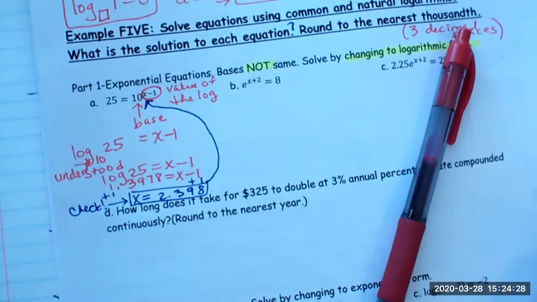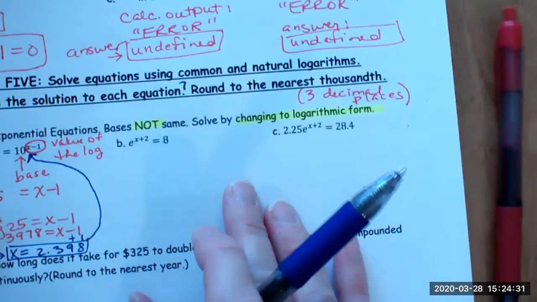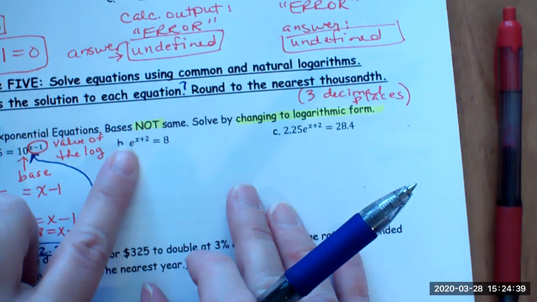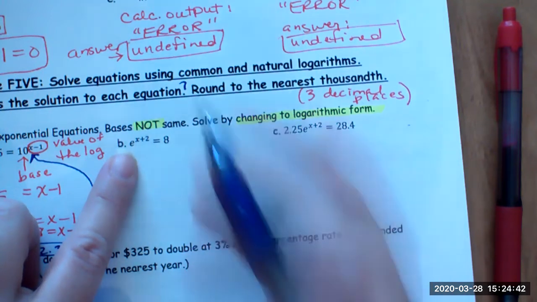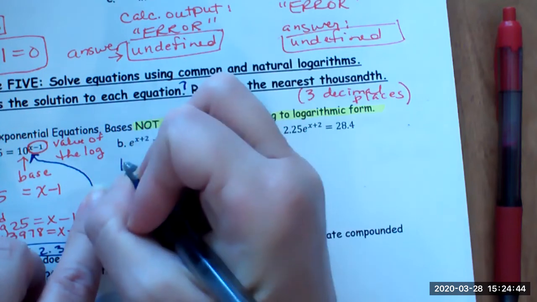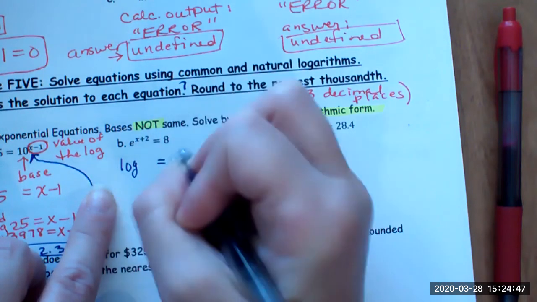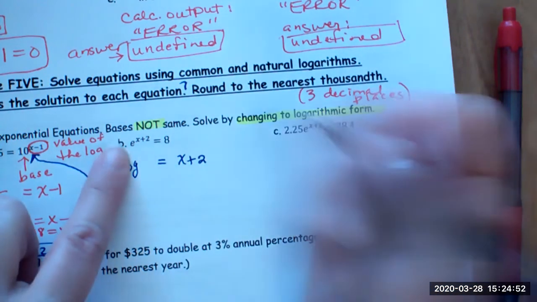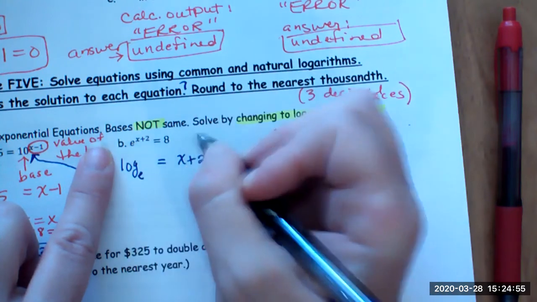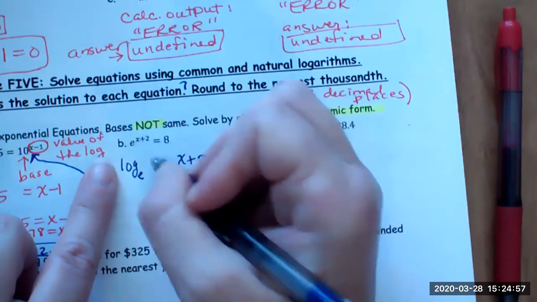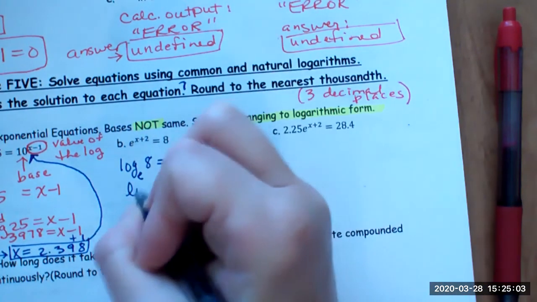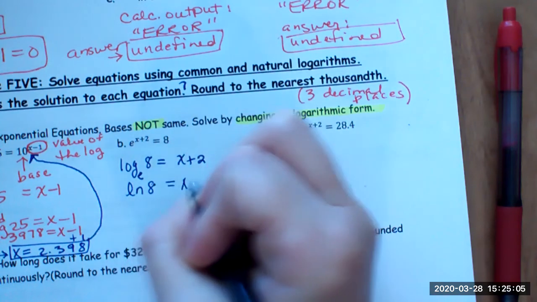All right, let's look at the next one here. Again, I want to solve this equation by isolating the exponent and setting it equal to a logarithm. So I'm going to say the log is equal to x plus 2. The base is e, and the number that's left that I haven't used is the 8. So we're going to say log base e of 8 is equal to x plus 2. I'll rewrite that as natural log of 8 is equal to x plus 2.